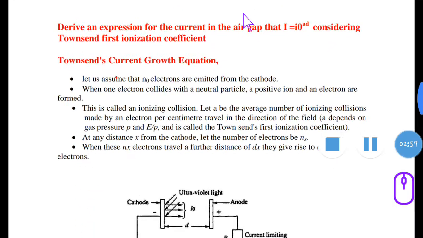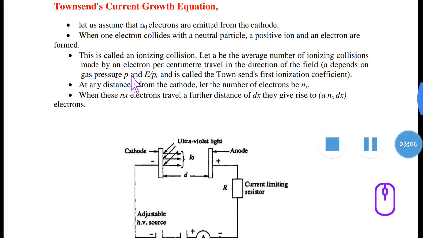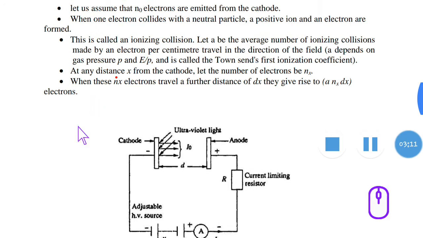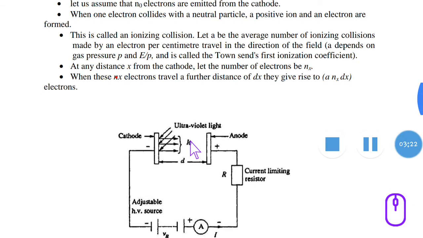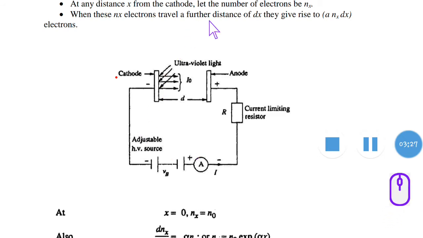This is very important and is almost always asked in the question paper: derive the expression for current in terms of the primary ionization coefficient. This is the Townsend current growth equation, where n0 is the number of electrons emitted from the cathode. If one electron collides with a neutral particle, a positive ion and electrons are formed. Taking E by P, gas pressure as well as field, into consideration, Nx is the number of electrons at x, and a further distance dx gives rise to alpha Nx dx.